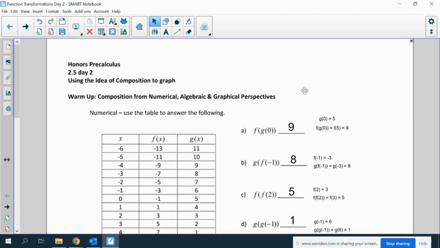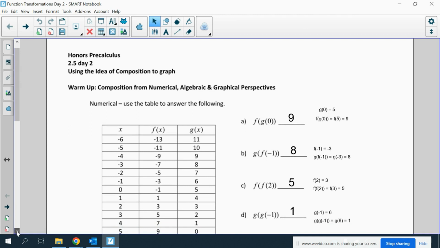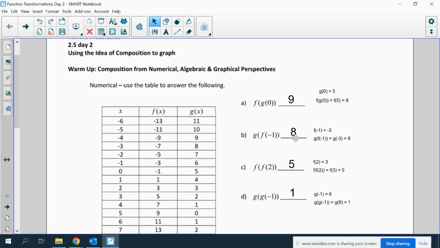Today's video is composing functions to graph more complicated functions. With this warm-up, we're going to talk about composition with numerical values, and this is something that we learned last year, so we'll just review it. Here are the four answers.